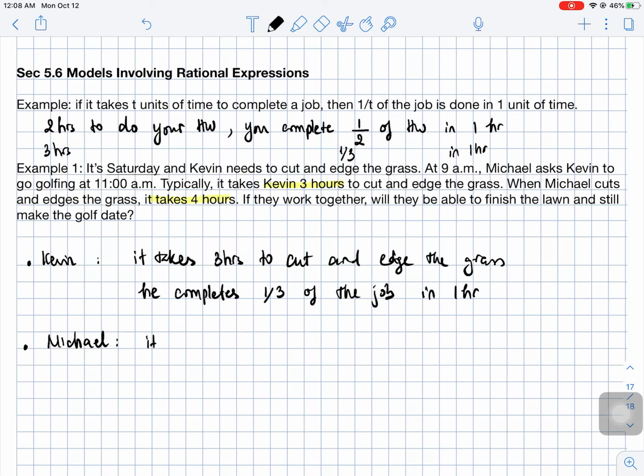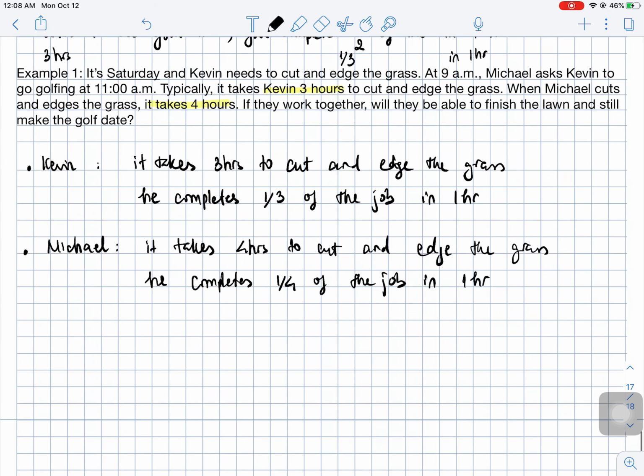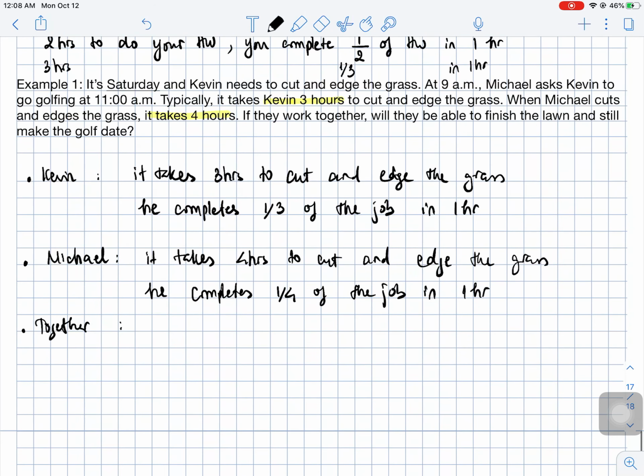Now we look at Michael. It takes him 4 hours to cut and edge the grass. It means he completes 1/4 of the job in 1 hour.